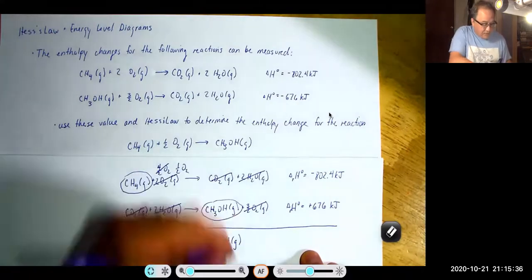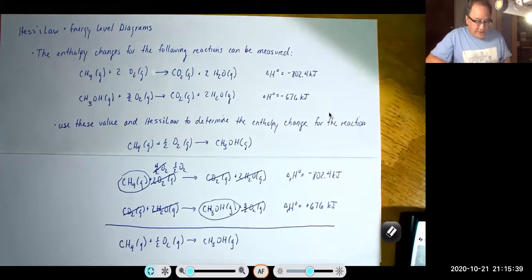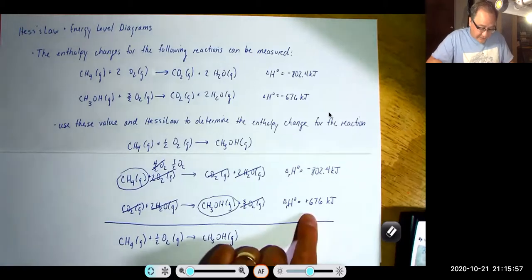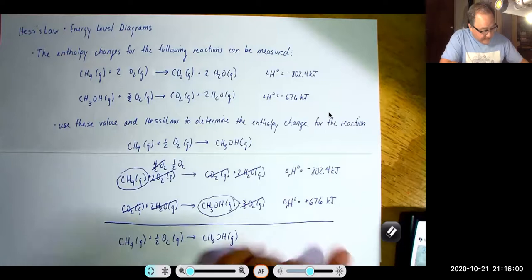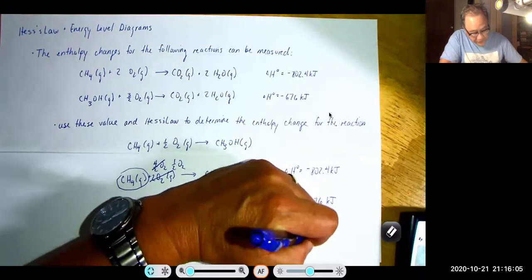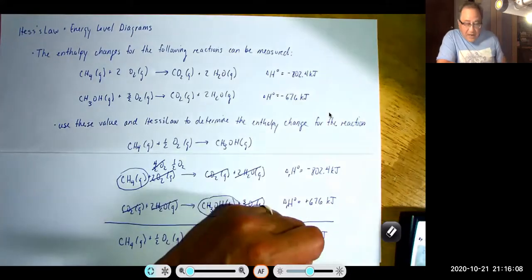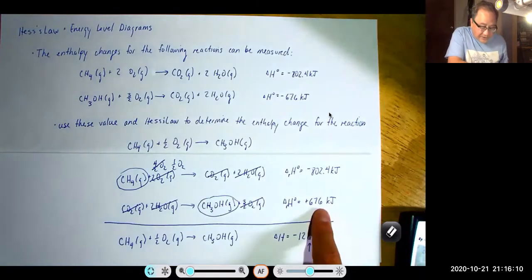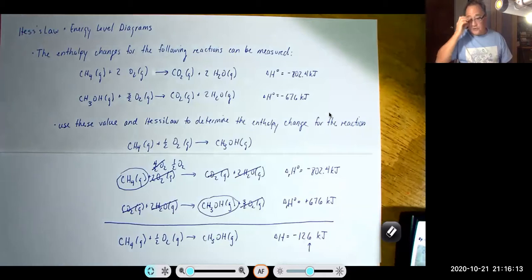Okay, so now what do we do here? We add these two numbers together, and you can see roughly it's going to be negative 125, right? So let me turn on my calculator. Negative 802.4 plus 676. And I get that the change in enthalpy is minus 126 kilojoules. And you'll notice I rounded it to the ones because this is only good to the ones and this is good to the tenth. So we round it to the ones, which is less precise.